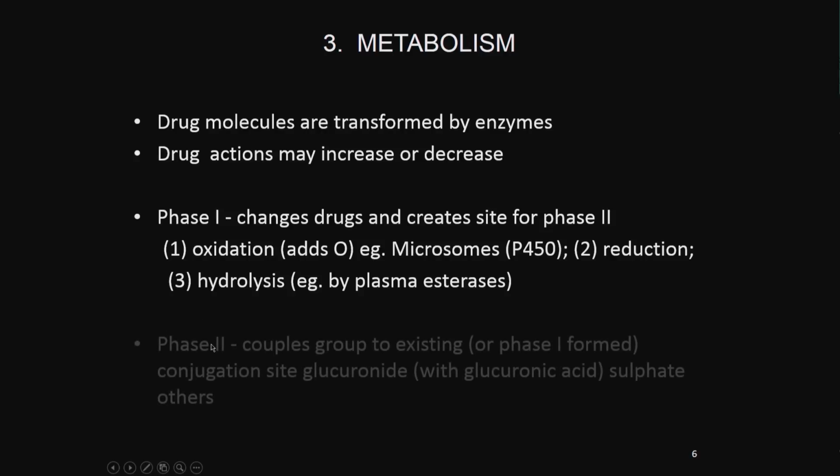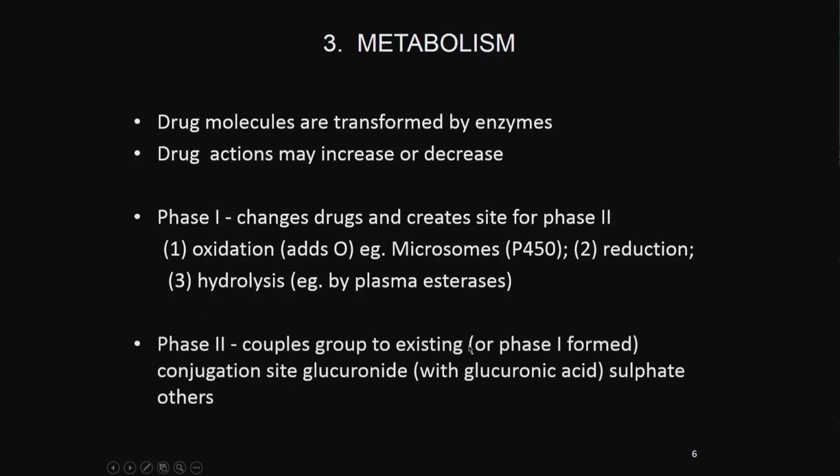In phase 2, what we have is coupling of groups to the sites created in phase 1. So, conjugation with glucuronic acid to form glucuronides, or with sulfate and so on, this is phase 2. So the compound becomes hydrophilic, so it gets excreted in the urine. In fact, metabolism is supposed to be good so that the body is cleaned of toxins, but the drug also is viewed as a toxin and gets metabolized.